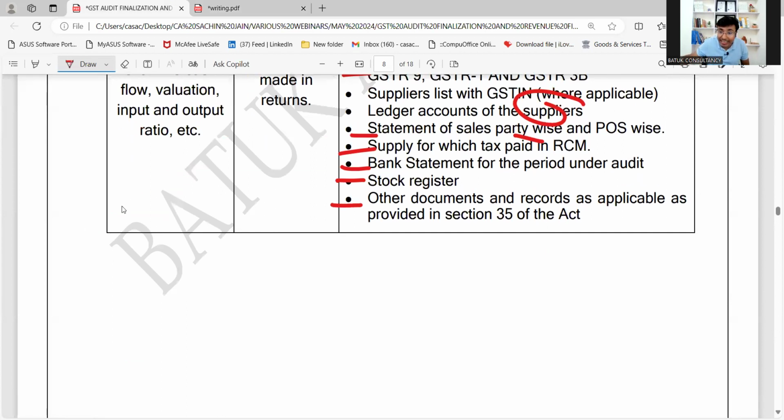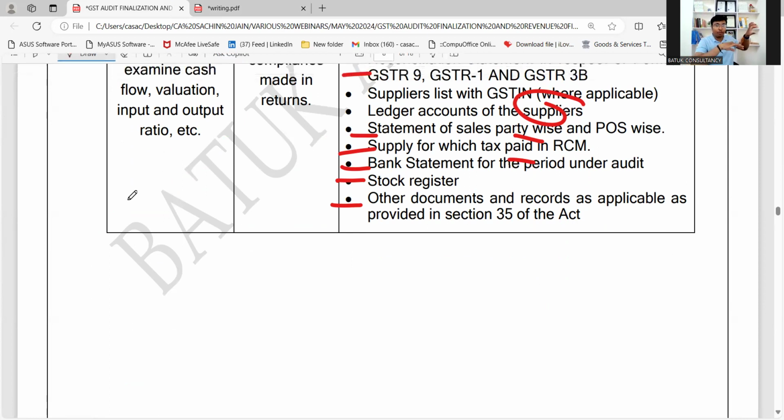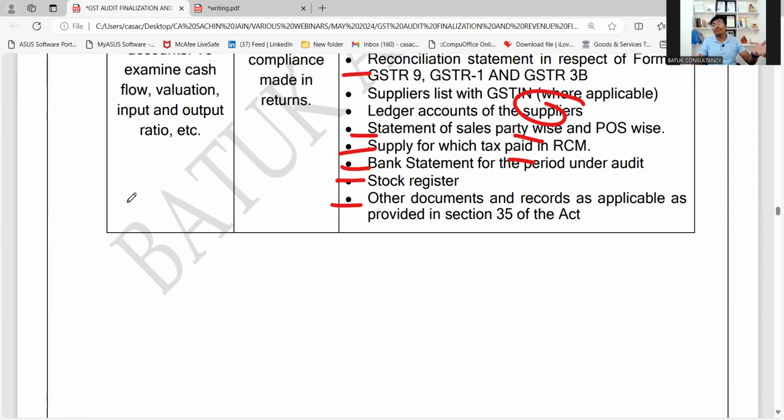Supply for which tax is paid under reverse charge mechanism. You just need to take that particular list on which the RCM is paid by the taxpayer, and after that you need to compare it with the list mentioned in section number 9 subsection 3 of the CGST Act for the goods and services.